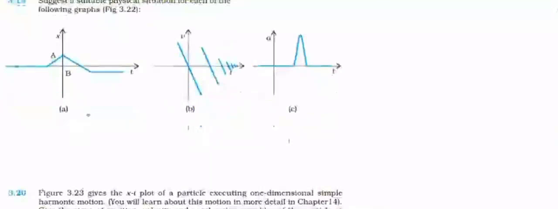Now question 19. Suggest a suitable physical situation for each of the following graphs. The first graph is a position time graph. So a position time graph being a straight line means the object is at rest. Here an object is at rest. Here again the object is at rest.